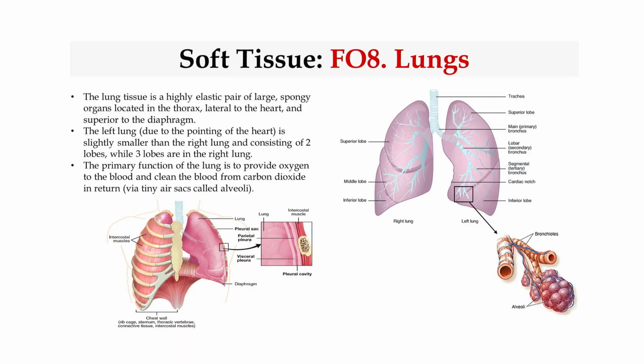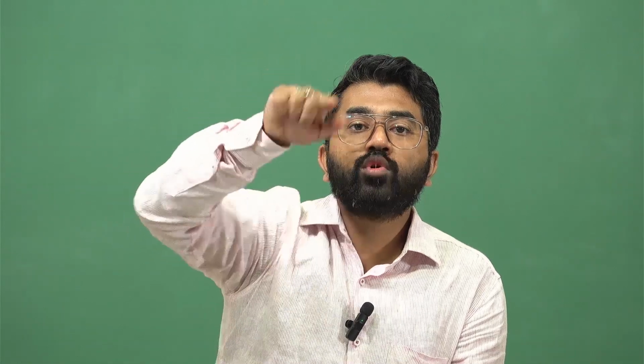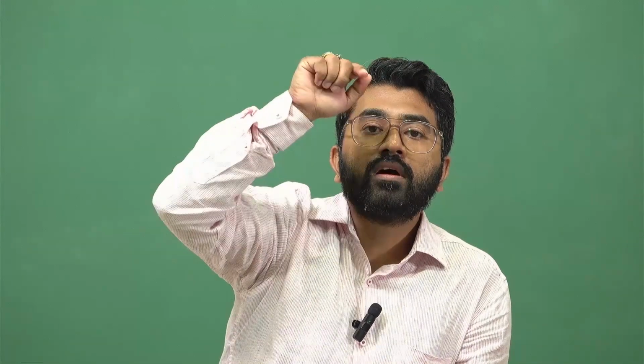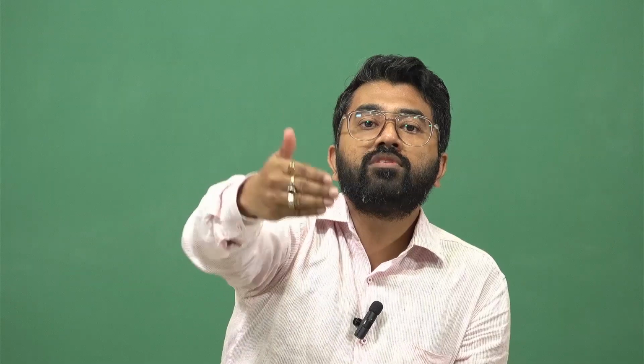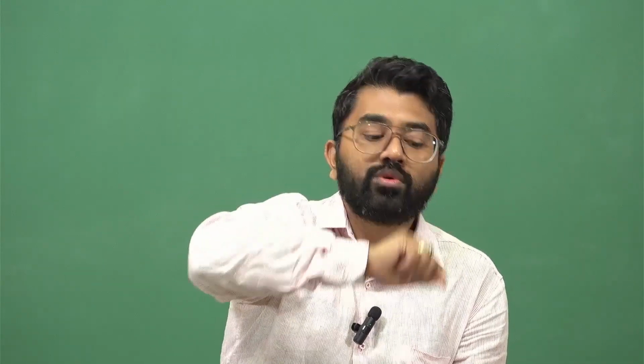Then the lungs also have a set of cross sections, such as the pleural sac. Then you have the intercostal muscle, pleural cavity, and finally the visceral pleura. So if you were to cut the lung or poke the lung from outside, these are the different muscles or the different regions of the cross section which you are going to encounter.